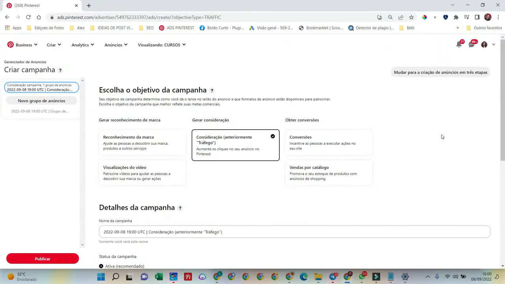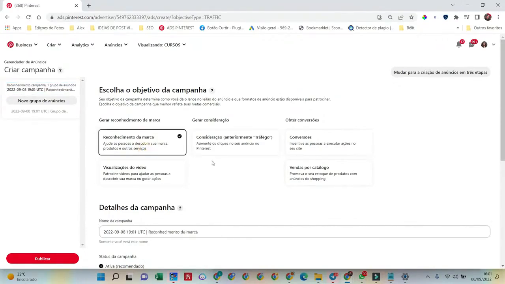Today's question is, Alex, what campaign objective do I use on Pinterest ads for Adsense? Because Pinterest ads is like any other ad platform, which has brand recognition, video views, consideration, which used to be traffic, conversion, which is for product sales, performance in action, and catalog sales. But here at Adsense, there's a funnel that I use, the campaign objective funnel, differentiated for each objective. And in Adsense it has two objectives.